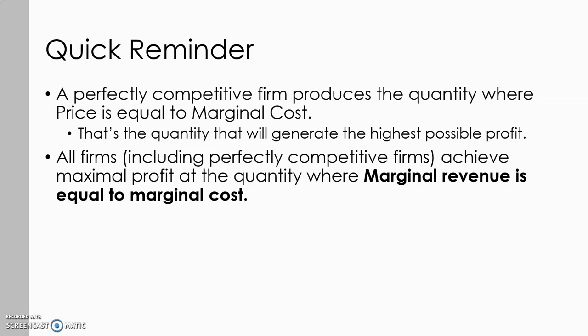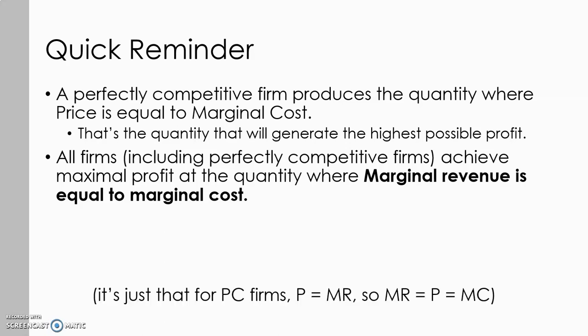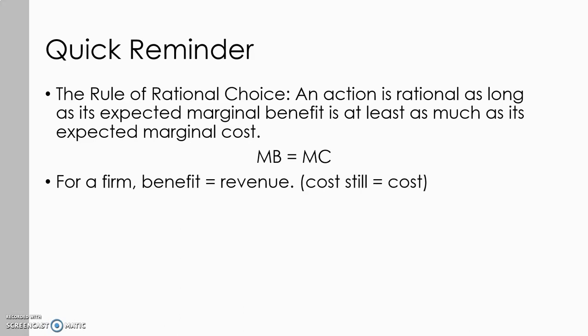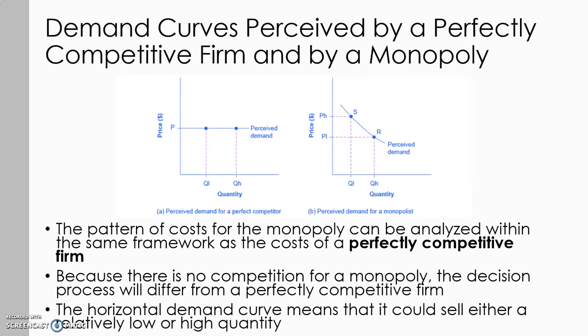If this isn't in your notes by this point, it's like the third time it's shown up in bold. Please write this down. It's just that for perfectly competitive firms, price is equal to marginal revenue, so it might be easier to remember price equals marginal cost. This is just the rule of rational choice. An action is rational as long as its expected marginal benefit is at least as much as its expected marginal cost. So for a firm, benefit is revenue. They're costs. We still call them costs. So for a firm at optimal profit, marginal revenue equals marginal cost.